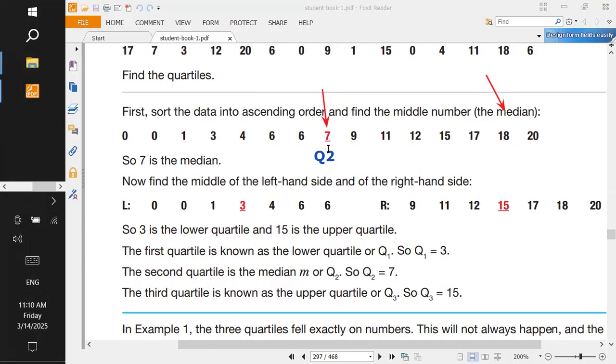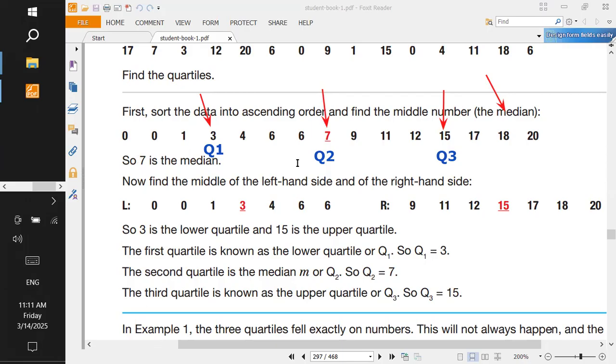The one in the middle separates the group into two different groups, the lower one and the upper one. The lower one will have its own median, the one in the middle here, and we call it the Q1, the lower quartile. The upper data will have its own median, which is the 15 here, and it's called the Q3, or the upper quartile. This is the meaning or the idea of having quartiles in data.